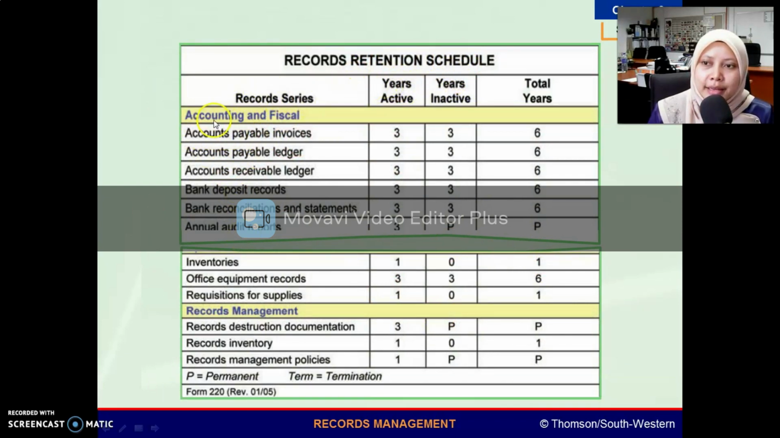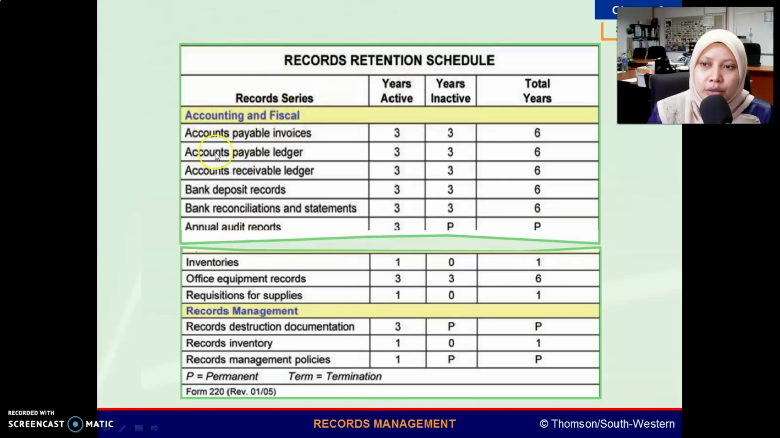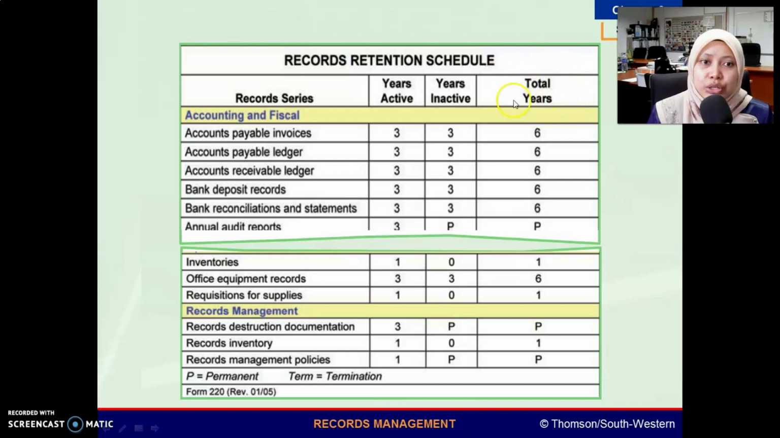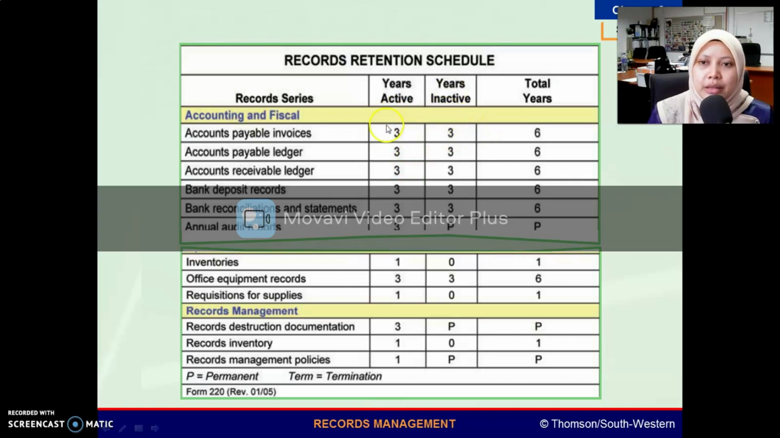Okay, record berkaitan dengan accounting and fiscal. They divide into several files. Okay, under accounting and fiscal, we have the accounts payable invoice record, we have accounts payable ledgers, and etc. So each of these under accounting and fiscal affairs, okay, akan ada years active, years inactive, and also the total retention in the company. Okay, so for example here they will be 3 years in active storage and 3 years in inactive storage. So all together the retention period 6 tahun kita simpan dalam company tu.